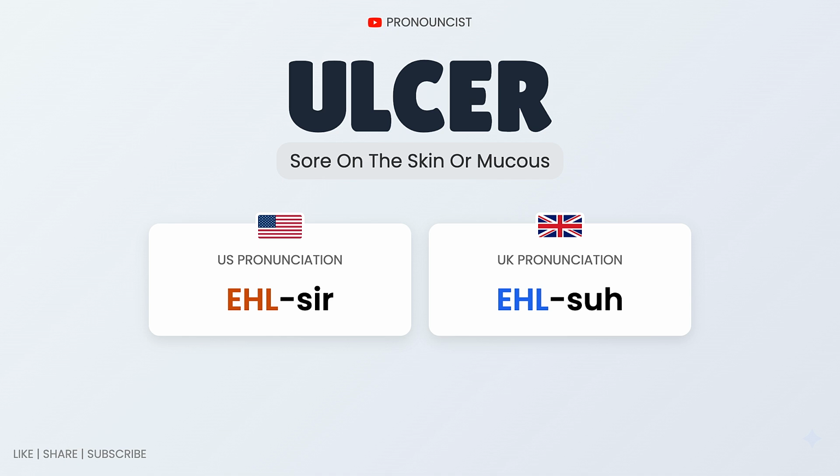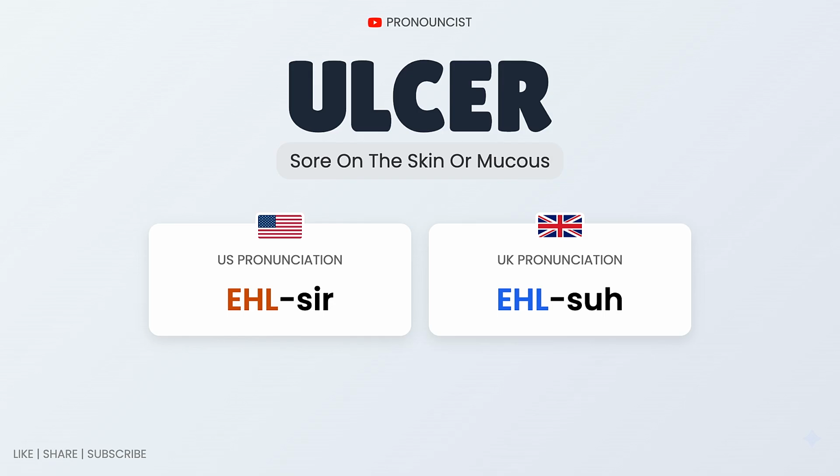Now, let's focus on British pronunciation of this word, Elsa. Now, read the syllables of British pronunciation shown on the screen naturally. Ale, s, Elsa. Ale, s, Elsa. Stress L and keep sir soft. ULCER. Elsa.